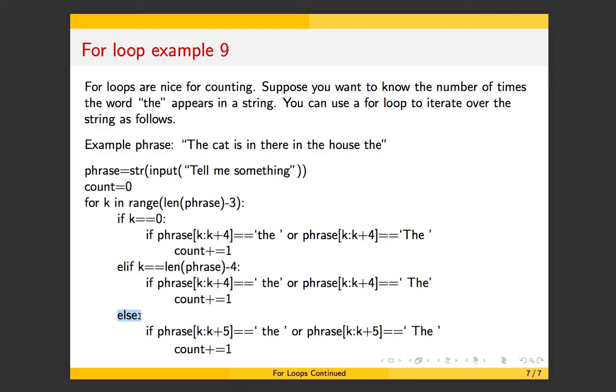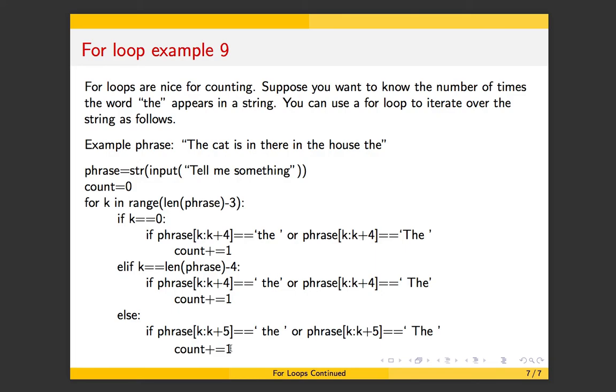Otherwise, this catch-all bucket at the end: well, what if you're not at the start, and you're not at the end? You must be in the middle somewhere. And in the middle is where you're looking for the space, T-H-E, space. Notice now, k colon k plus 5. How many things are you looking at? k, k plus 1, 2, 3, 4: 5 characters. And you're going to ask, is what I see space, T-H-E, space, or with a capital T, space, capital T-H-E, space? And if I do, I up the count.